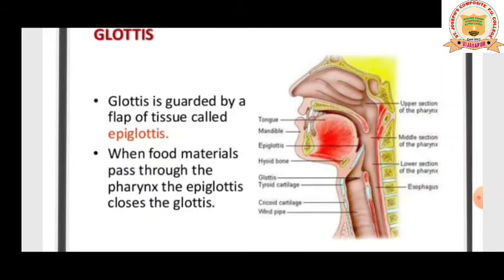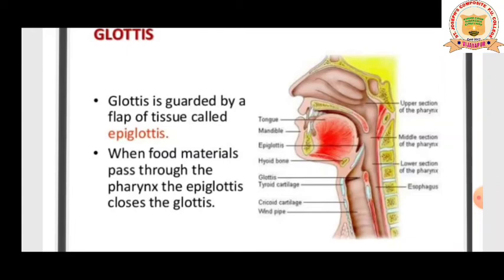My dear students, as I said, the pharynx is the only passage which carries food as well as air. So it should not get mixed up. There is a flap of tissue which guards this, preventing the food from entering the windpipe, and that is called the epiglottis. When food material passes through the pharynx, the epiglottis closes the glottis. Please do remember this. Don't get confused. So the glottis is guarded by a flap of tissue, we call it the epiglottis.